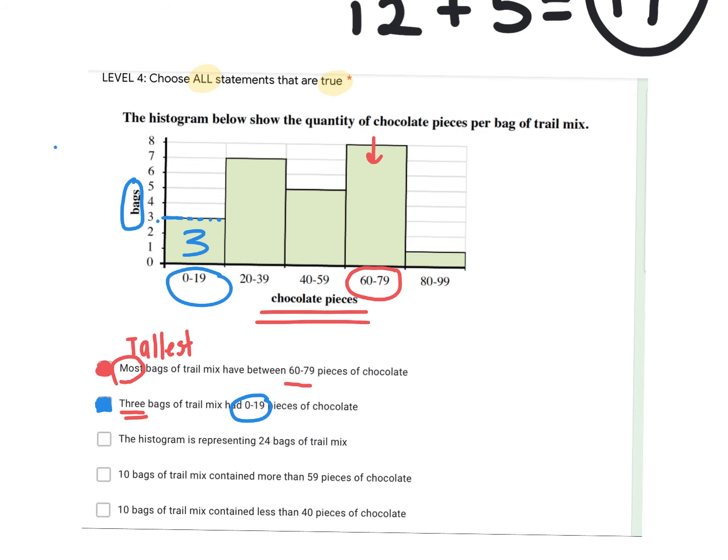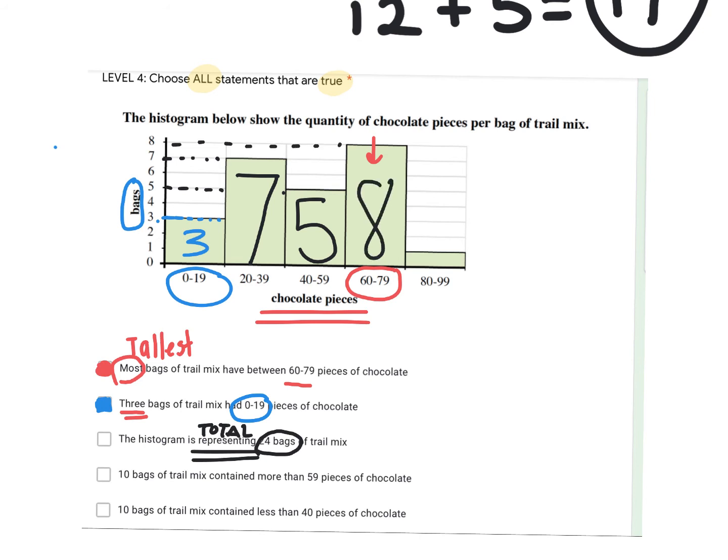The histogram is representing 24 bags. You guys see representing again. So we know that means total. Okay, let's look. We know the first one is 3. Second one is 7. Third one is 5. And the last one over here, the tall one, is 8. And this one way at the bottom is 1. So let's add this up. We have 3 plus 7 plus 5 plus 8 plus 1.